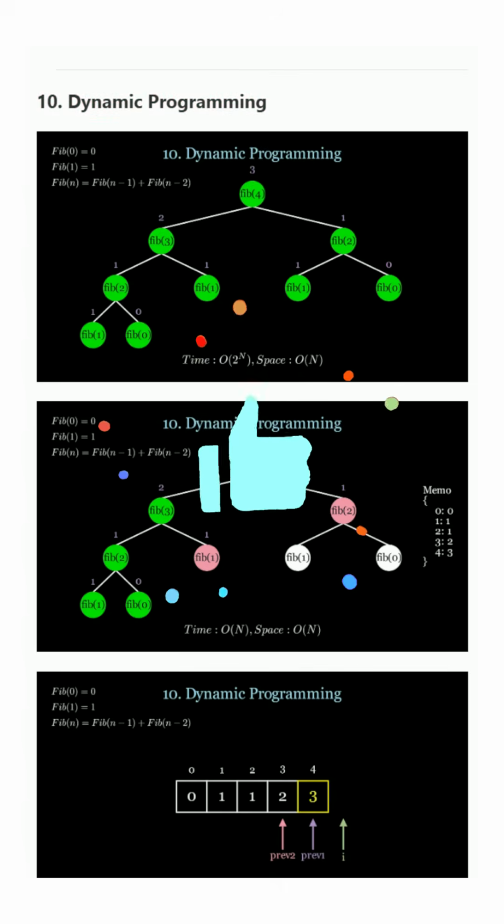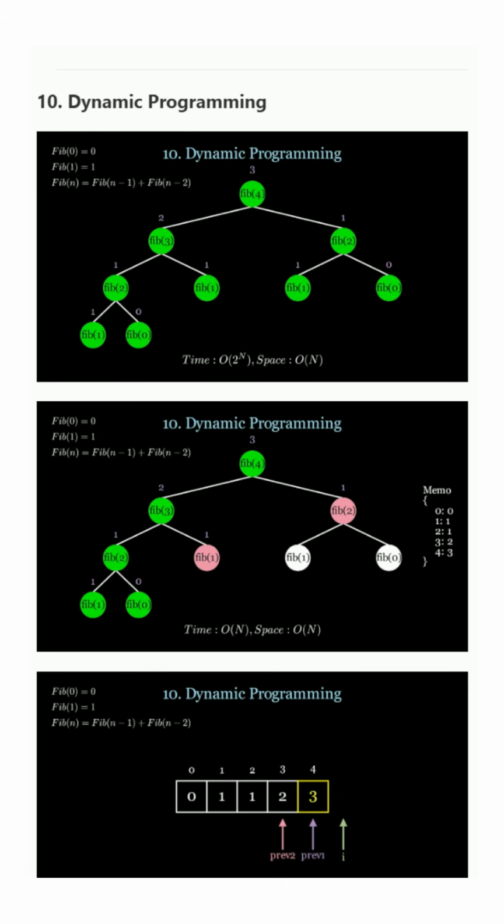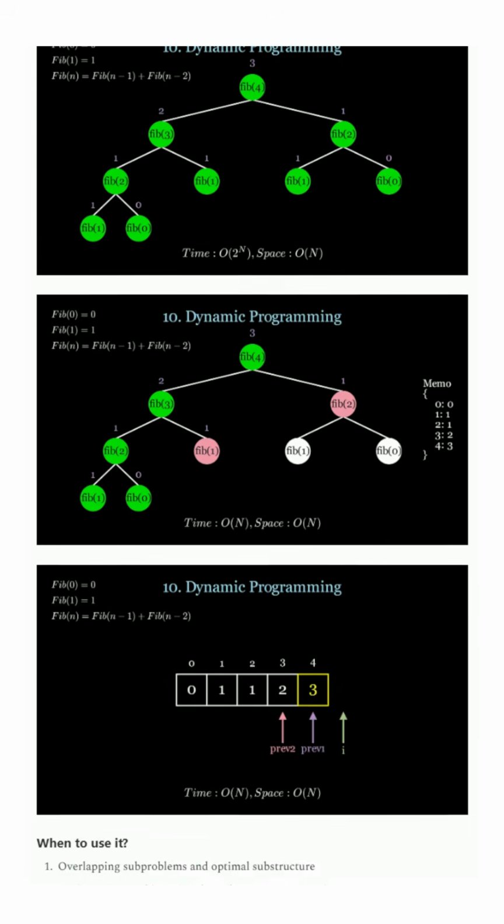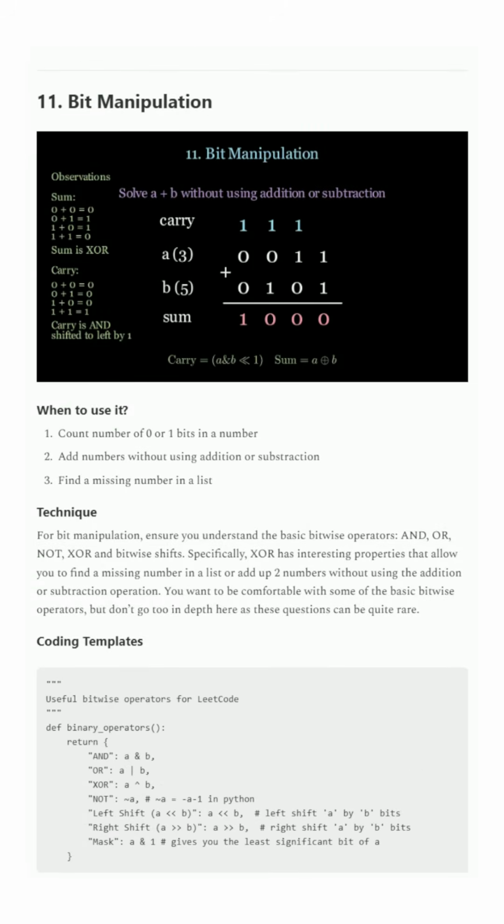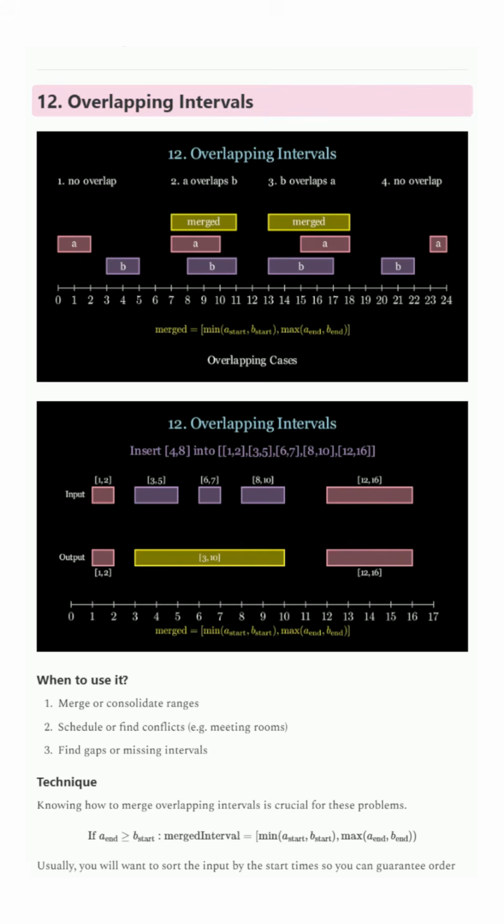Dynamic programming helps, where you can reduce your main problem into subproblems and use those subproblems in order to generate the global result. Bit manipulation is extremely good to know when you need to add numbers without using addition or subtraction, or when you need to count the number of 0 or 1 bits inside of a number. Overlapping intervals is used when you need to merge or consolidate ranges based on the description of your problem.